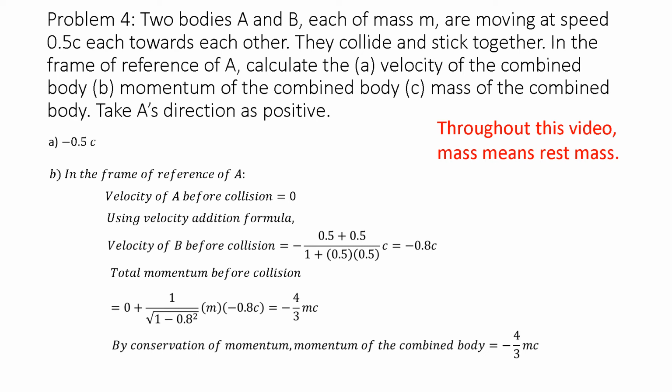So the total momentum before collision is momentum of A plus momentum of B. Momentum of A is 0. Momentum of B is calculated using the formula gamma times mass times velocity, where gamma depends on the speed of 0.8c, mass is m, and velocity is −0.8c. So total momentum before collision is −4/3 mc. By the law of conservation of momentum, the momentum of the combined body after collision is also −4/3 mc. Pause the video, try to solve part C yourself and then proceed.